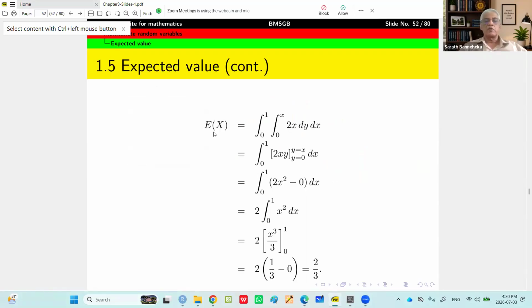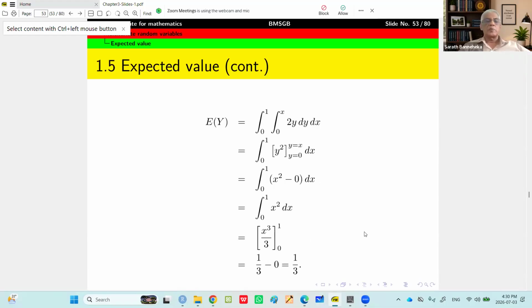Right. So expected value of x, integrating 2x with respect to y from 0 to x first, and then integrating with respect to x from 0 to 1, you get 2 over 3. And expected value of y, you are integrating 2 times y with respect to y first. Y goes from 0 to x, and then x goes from 0 to 1. But now the answer is 1 over 3.